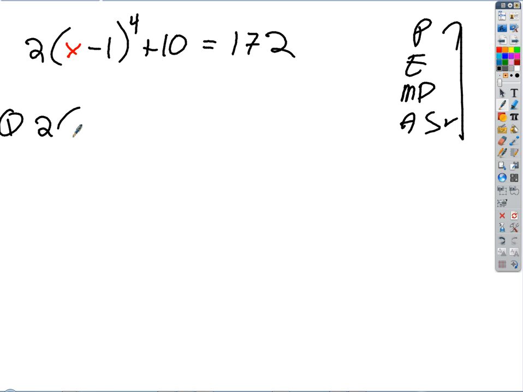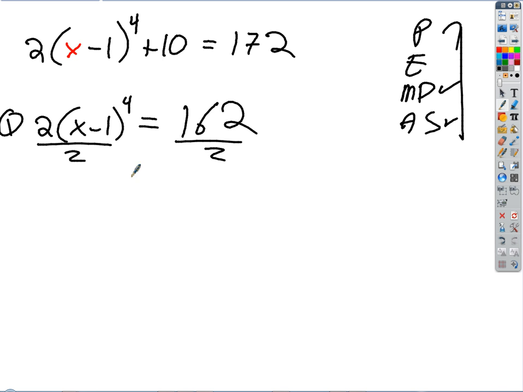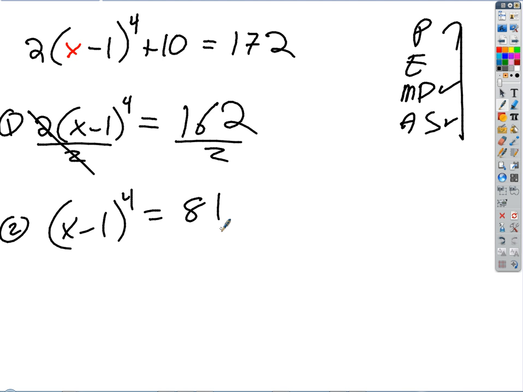So I get 2 times the quantity x minus 1 to the 4th equals 162. Excellent. Okay, now what? Divide by 2. If we divide both sides by 2, those go away, right? And we end up after the second step with just x minus 1 to the 4th equals 81. Okay, now what?